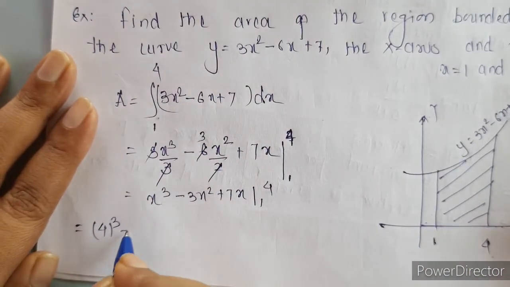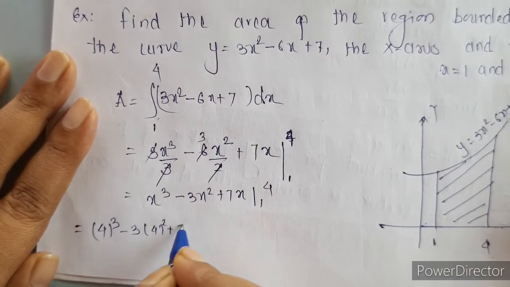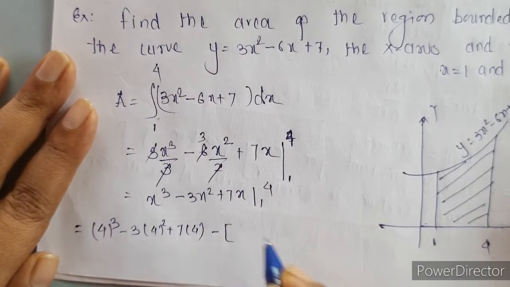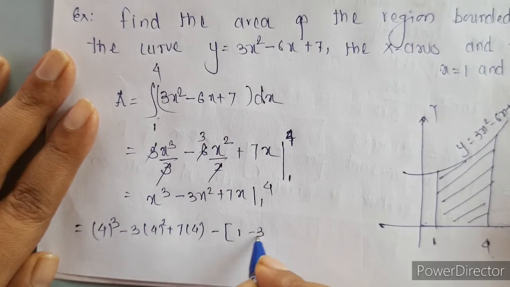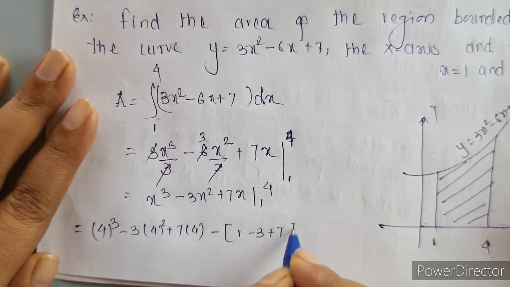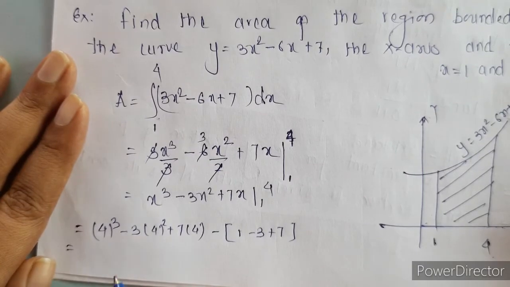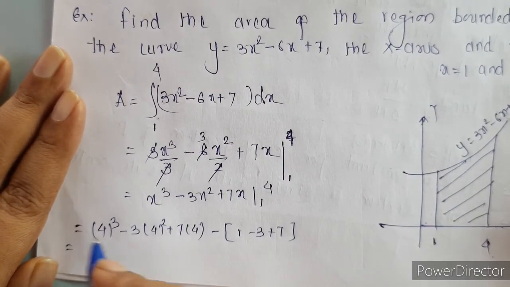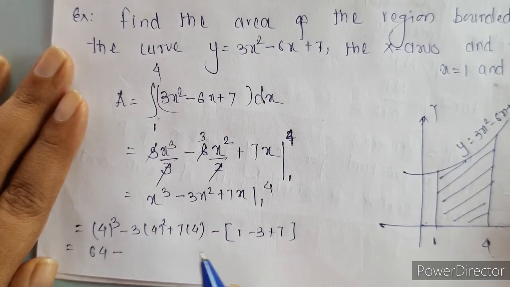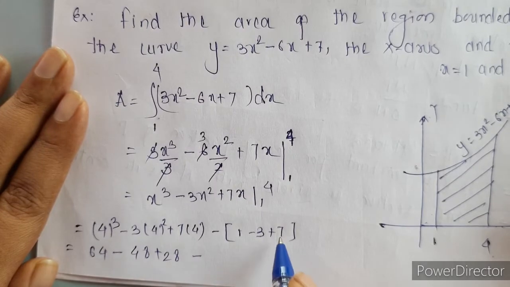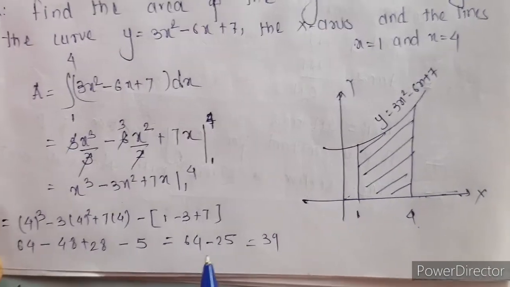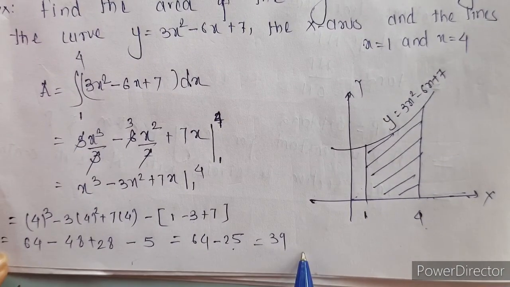This is 4 cubed minus 3 times 4 squared plus 7 times 4, minus 1 cubed, which is 1, minus 3 times 1 squared, which is 1, plus 7 times 1, which is 7. What is 4 cubed? 16 into 4, 64, minus 48 plus 28, minus this is plus 4 and 1, 5. So this will be minus 5. So 64 minus this 25 is equal to 39.